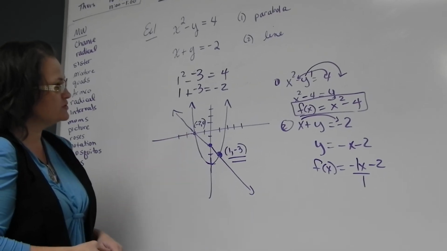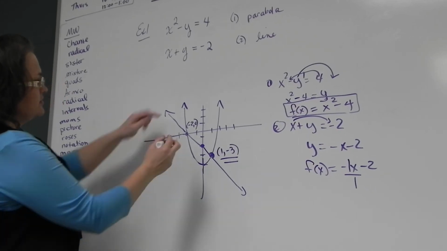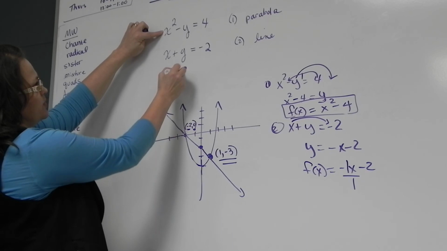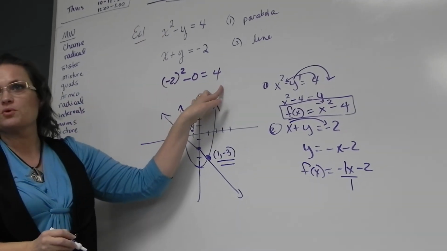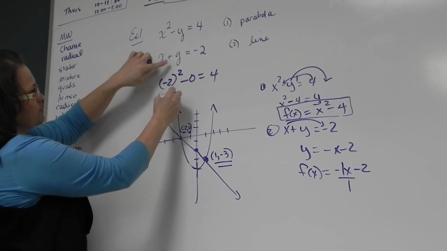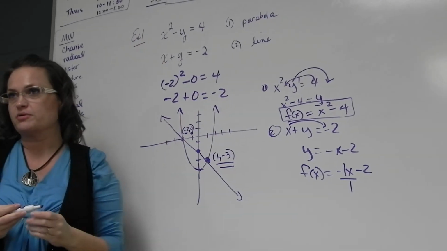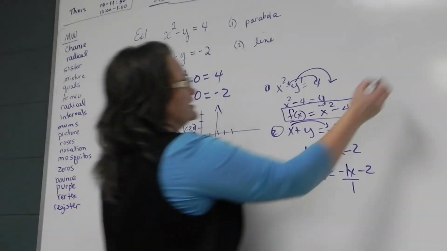The other intersecting point, -2, 0, I want to verify that as well, show you how to check that. So -2 for x, 0 for y. So -2 squared minus 0 equals 4. That's 4 minus 0 is 4. That's true. And then checking it in the second equation, -2 for x plus y is 0 equals -2. It's true for that one as well. Okay, so 2 solutions. So that's finding it graphically.